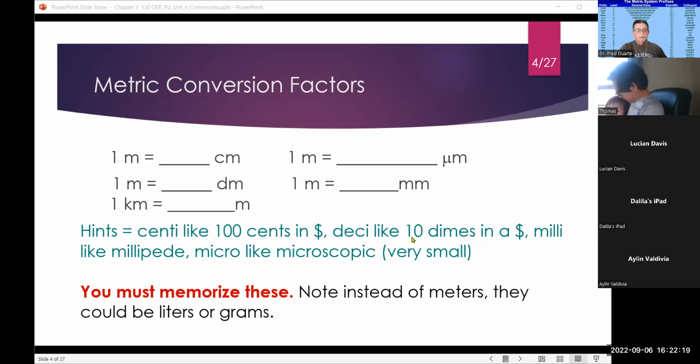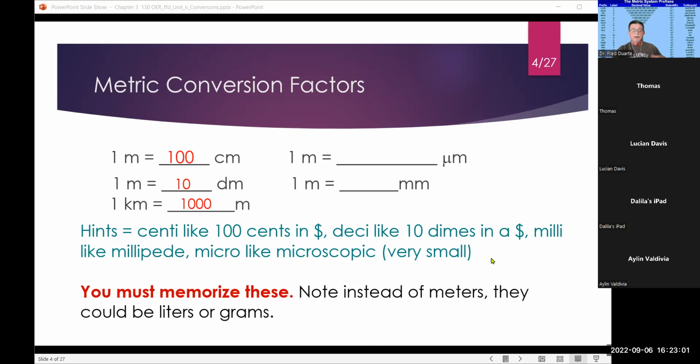So we used the example of metric conversion where we said 1 meter. We know that c stands for century, which stands for 100. So therefore, in 1 meter, there are 100 centimeters. And 1 meter equals blank dm, which is decimeters. You think, okay, d for decade, there's 10, and there must be 10 decimeters in 1 meter. For 1 kilometer, the k is for 1,000 times greater, and so in 1 kilometer there must be 1,000 meters.